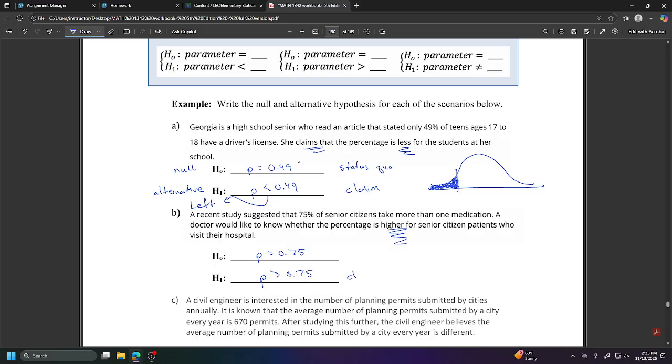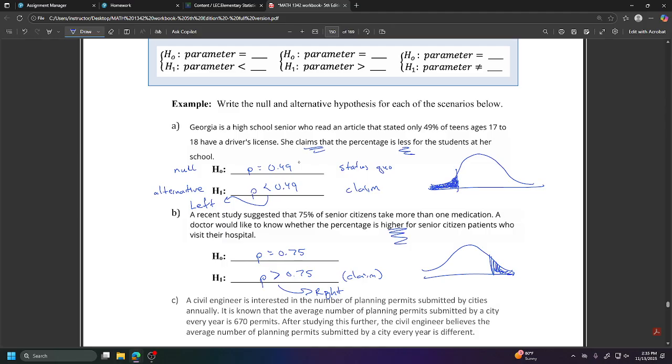Perfect. I always put a little thing here that says claim. I don't always write status quo because I kind of already know that one. But I'm going to write claim at the bottom often because it's going to be useful when I start talking about the decisions we make. On the homework, they're going to say, hey, what kind of tail test is this? And this is greater, so it's on the right side. You got it. And if somebody asks, hey, what does a picture of that look like? It would look something like this on the right side. Cool?